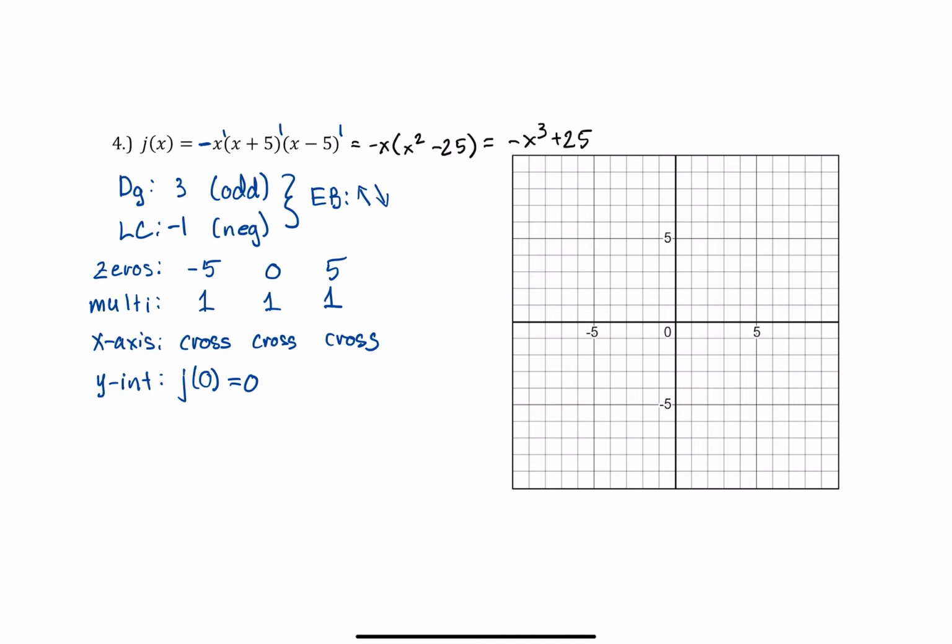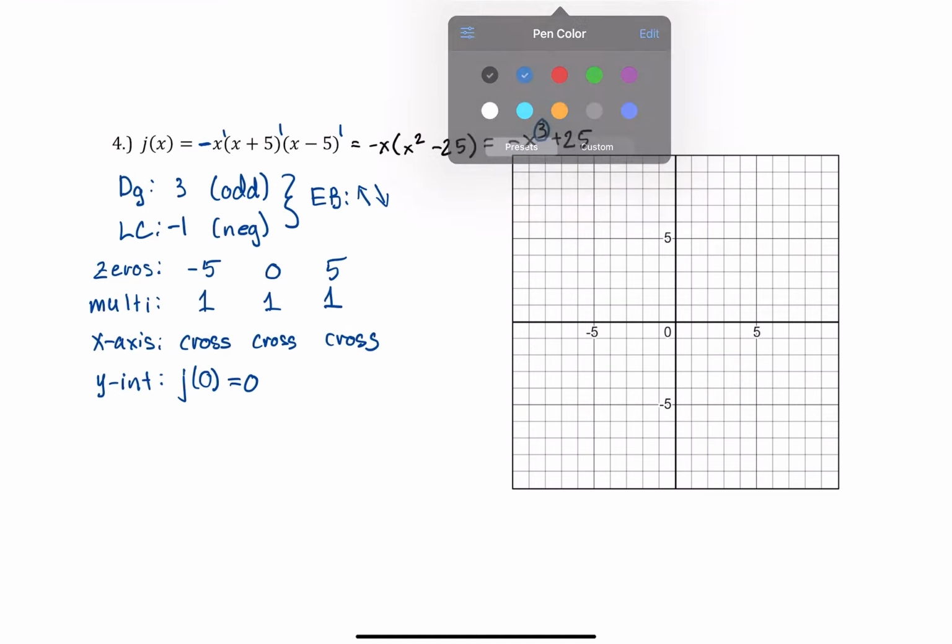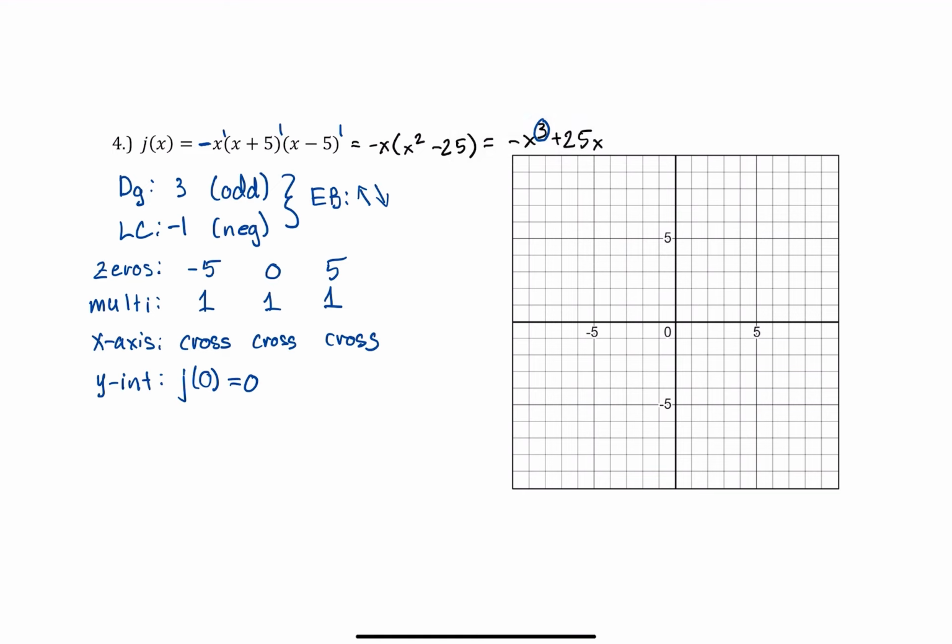Because if you look at this, this is an x to the third, and then this is, I forgot to write the x, so let's go back here. So there's an x right there, and then this is an x to the 1. All of those exponents are odd, so we have an odd polynomial, which has symmetry over the origin.